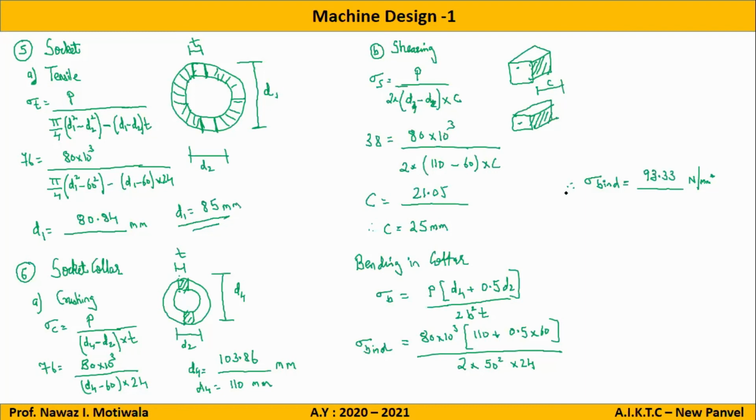So is it less or more than the permissible value? Less. So I will write sigma b induced is less than sigma b permissible. And what was that permissible value? 152. So sigma b induced is less than sigma b permissible, which was 152. So what can I write? Design is safe.